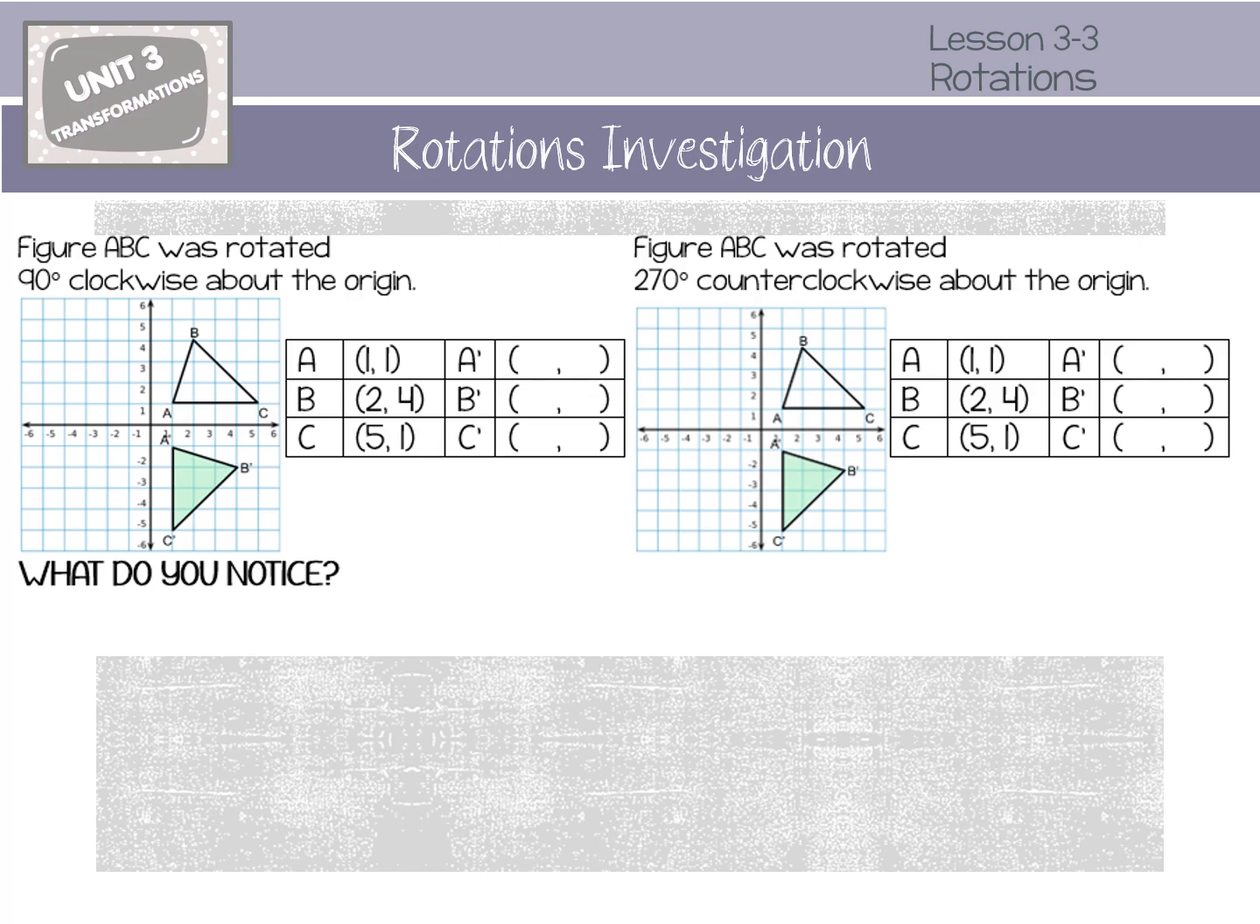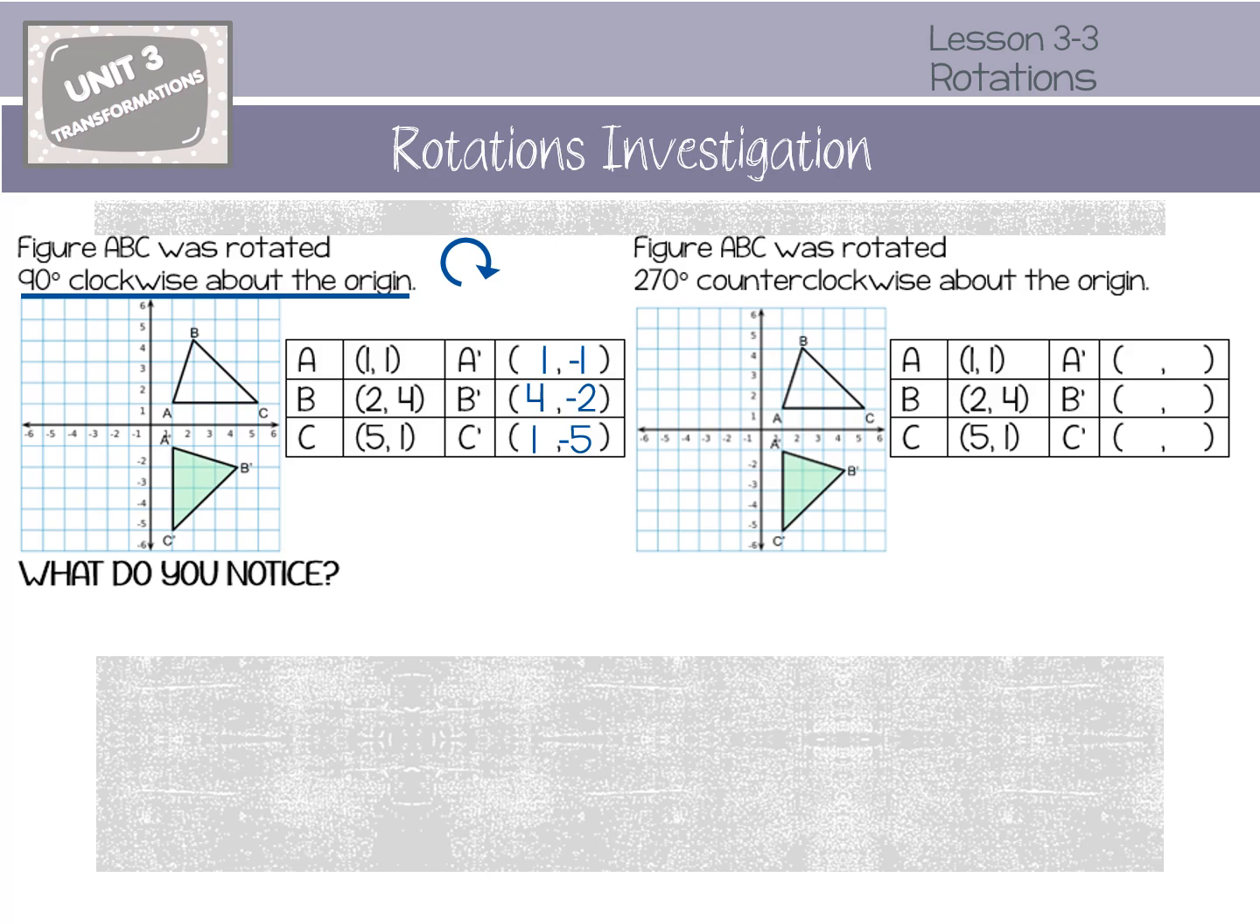Figure ABC was rotated 90 degrees clockwise about the origin. We have points, I gave you those. A is at 1, 1, B is at 2, 4, and C is at 5, 1. Let's put down the coordinates. A prime looks like it's at 1, negative 1. B prime is at 4, negative 2, and C prime is at 1, negative 5. Okay, so this is clockwise.